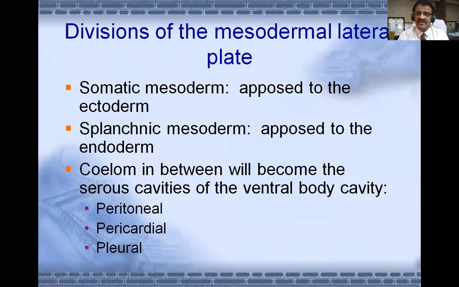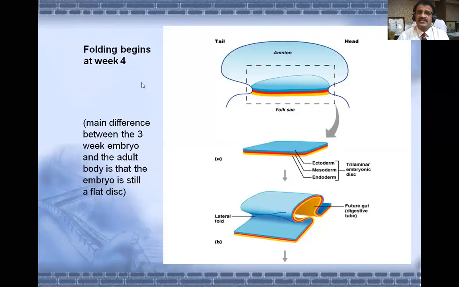So there are body cavities: the peritoneal cavity, pericardial cavity, and pleural cavity. We have seen that during the introduction of anatomy. So those are coming from the coelom. Here you can see the folding. Now what we got is the gastrula. Gastrula means a 3-layered embryonic disc which is flat. Now it will go on folding.